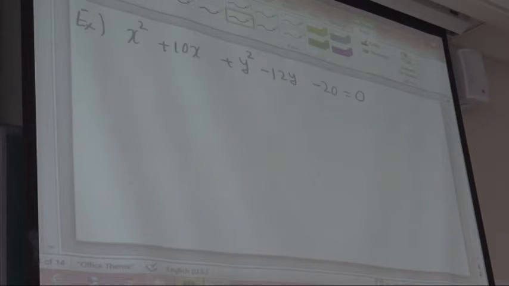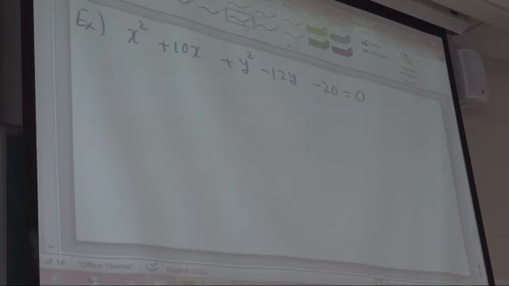You got it? What is that? I got that the center is -5, -6, and the radius is 9. Almost. You made a really tiny mistake. Is it +6? Yeah, positive 6.